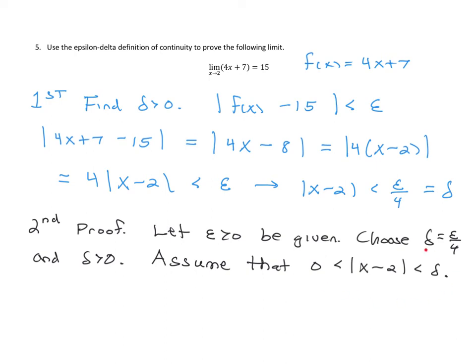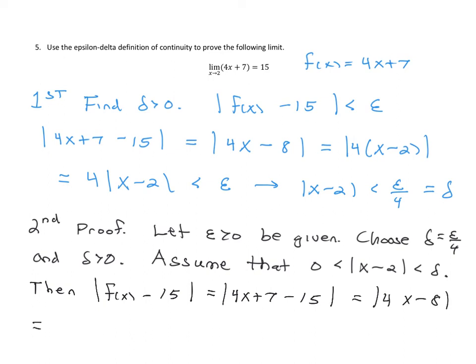Using this as our assumption, can we prove that the absolute value of f of x minus 15 is less than epsilon? I think it's going to work out, but to write it, you'd say, then |f(x) - 15| is equal to |4x + 7 - 15|, which is equal to |4x - 8|, which is equal to 4 times |x - 2|, which is the same thing as 4 times the absolute value of x minus 2.